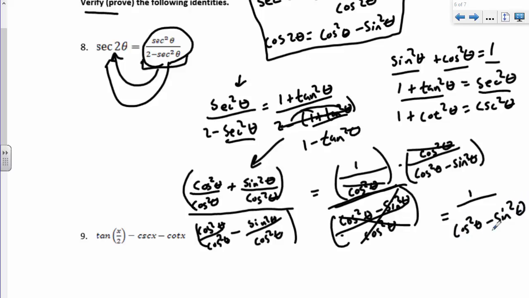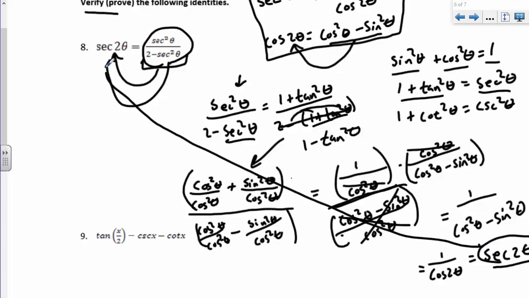If you look at this part on the bottom, you should recall that I wrote up here for my reference, that's the same thing as cosine 2 theta. That's another trig identity. So this is the same thing as 1 over cosine 2 theta. And 1 over cosine is the same thing as secant. So now this is the same thing as secant 2 theta. This right here is what I wanted it to be in the first place. So this is now all of that work for that. Okay, that's the answer to this question.